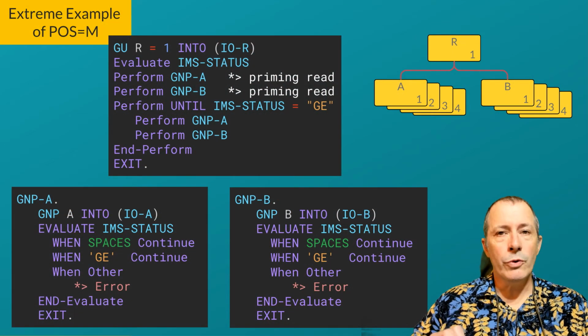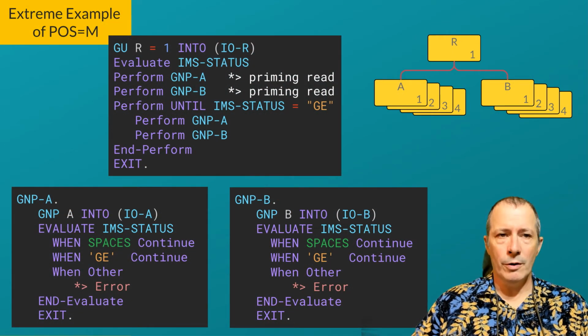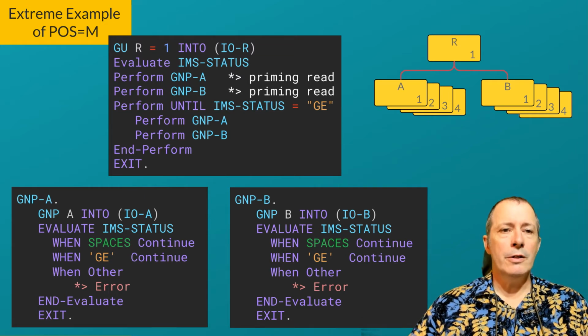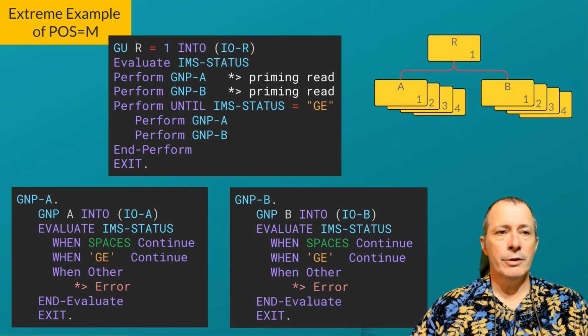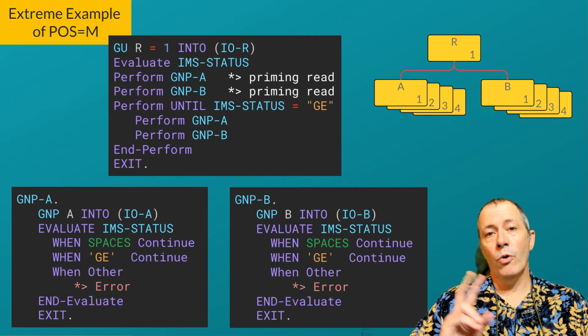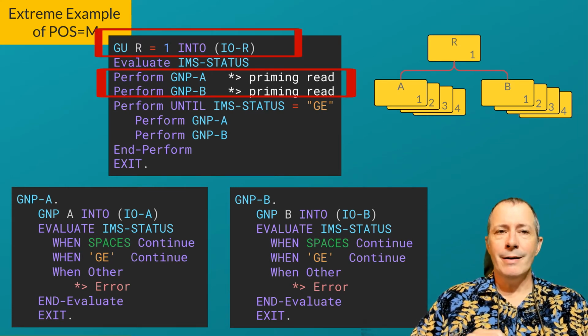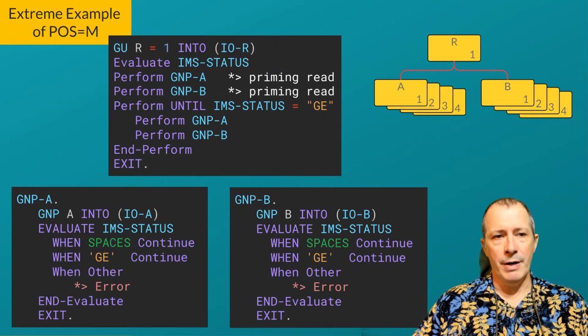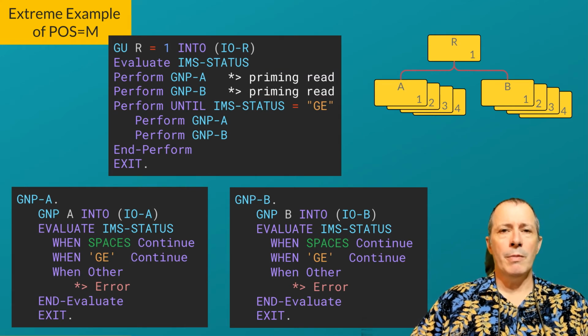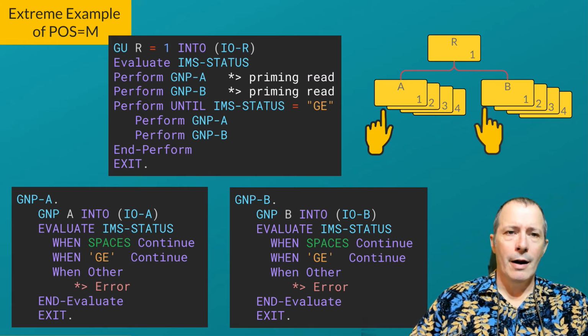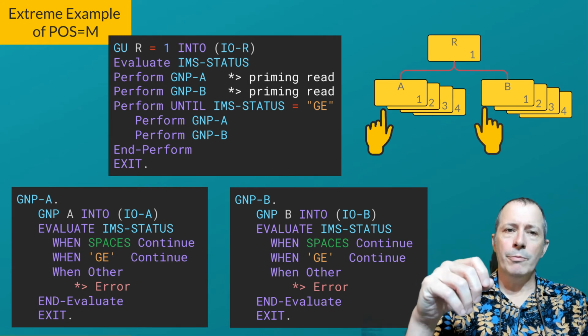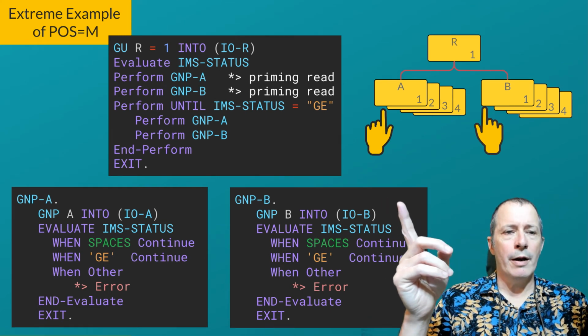I want to show an extreme example of why position equal M is powerful and how it can save CPU and I/O. This code shows an unlikely situation, but it demonstrates the power of multiple positioning, and this is slide 1 of 2. Get unique for the root. Do the priming get next within parent for segment A. Do the priming GNP for segment B. You can visualize this by pointing at A and B. So you can point at A with your left hand and B with your right hand.